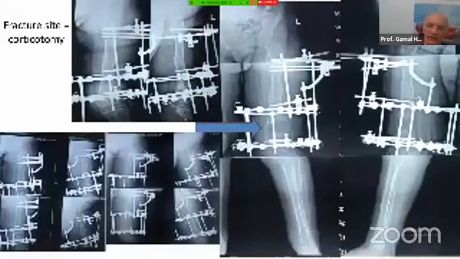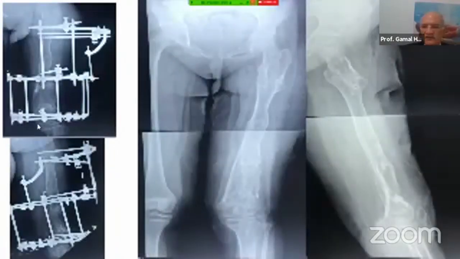Then we wait the waiting period for a couple of weeks, not 1 week, a couple of weeks. Then we start gradual lengthening. So we reached about an extra 6 centimeters and we corrected the deformity. You see the regenerate, very good regenerate because it's a closed corticotomy. This is the best type of corticotomy. So you can use the fracture as a corticotomy.